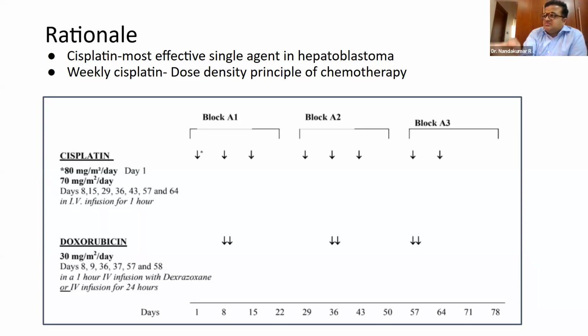And then based on this, if the child fits into this particular criteria of high risk, that is rupture, etc., as per cycle 4, and consent is given, then they would proceed to the cycle 4 high risk, which is your dose dense cisplatin. So that's why they started with 80 and subsequently made it 70, 70, 70.